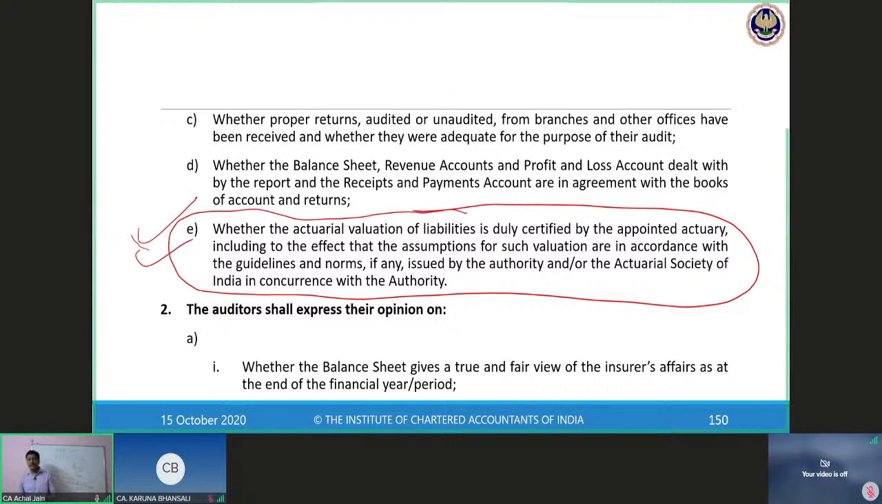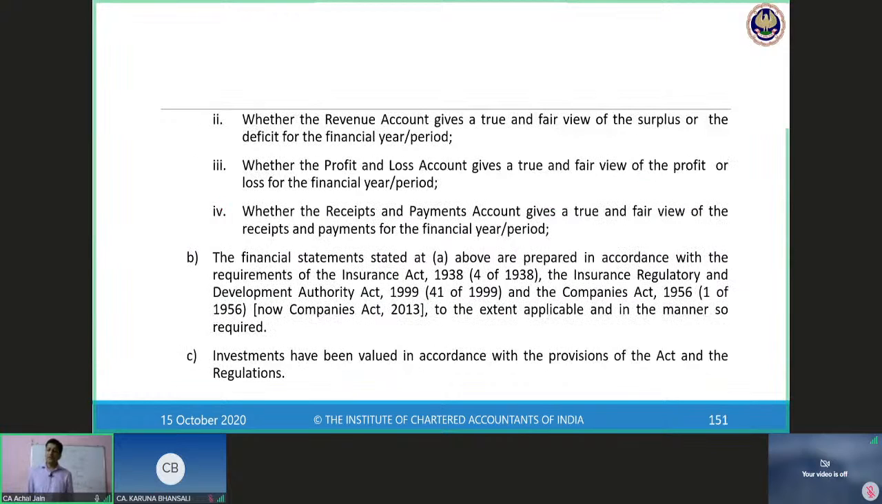Financial statements comprising balance sheet, giving the state of affairs as at a particular period. Whether revenue account gives true and fair view of the surplus for the financial period. Whether P&L account gives true and fair view of the profit or loss for the financial period. Whether the receipt and payment account gives true and fair view of the receipts and payments for the financial period. Okay. The financial statements which are stated at A above are prepared in accordance with the requirements of the Insurance Act.